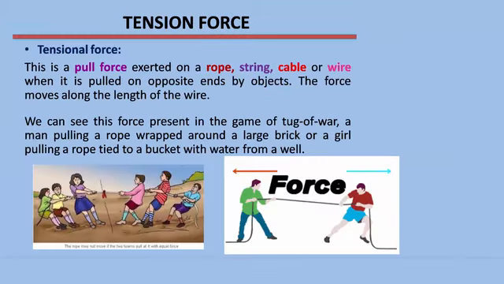The next one is the tensional force. This is a pull force exerted on a rope, a string, a cable, or wire when it is pulled on opposite ends by objects. The force moves along the length of the wire. This can be seen in the game of tug of war when two teams are pulling on a rope. The force that is exerted on the rope is referred to as tensional force.